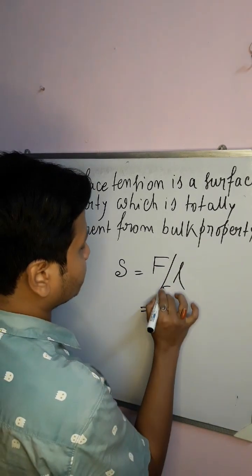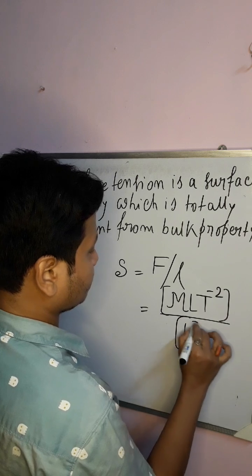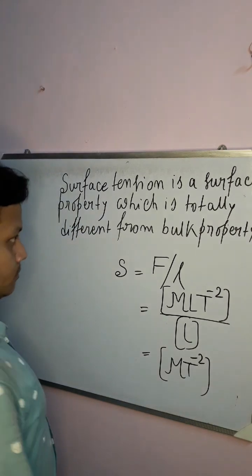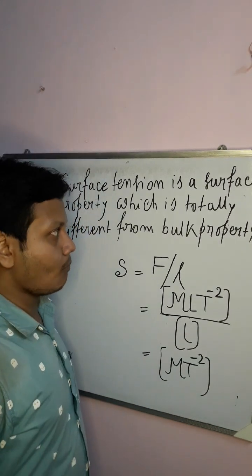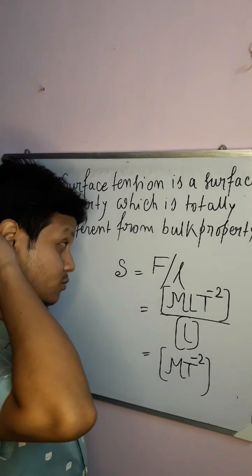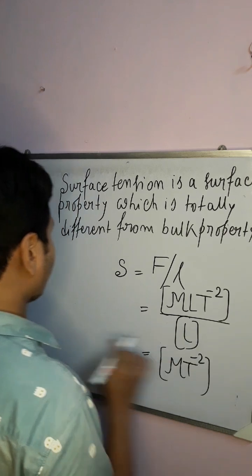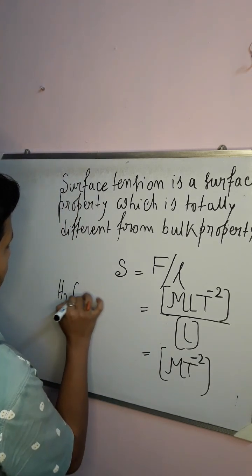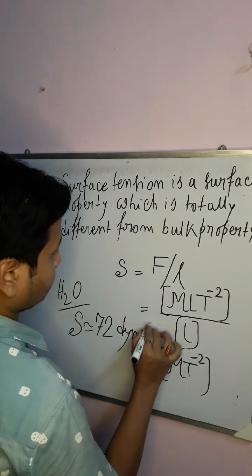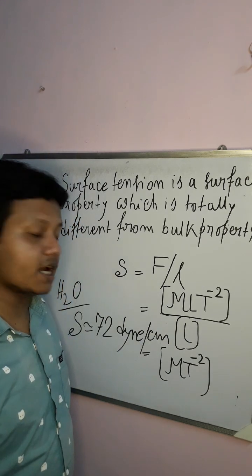So what would be its unit? The dimension: this is the dimension of force and this is the dimension of length. So the dimension of surface tension is MT to the power minus 2. And what is its unit? The SI unit is Newton per meter, or the CGS unit is dyne per centimeter. For a common liquid like water, what will be the surface tension? We all know it is 72 dyne per centimeter. For water, surface tension is 72 dyne per centimeter.